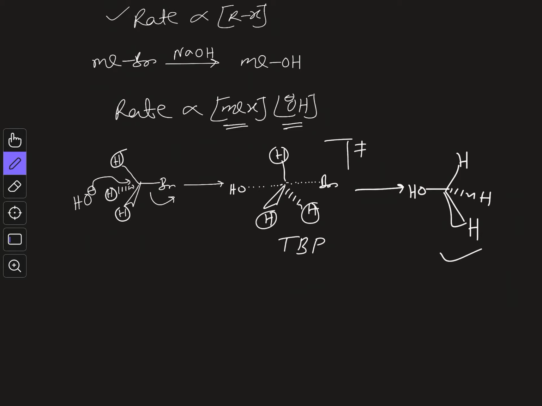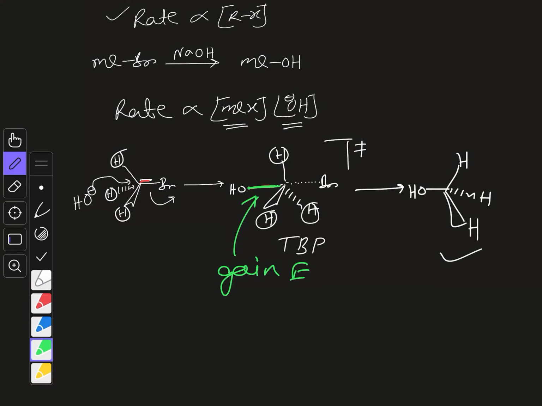So whatever energy is needed to break this C-Br bond is simultaneously compensated by the bond formation, this OH to carbon, this C-O bond formation. By this C-O bond formation we will gain energy, and the same energy is actually utilized to break this C-Br bond. So both are happening simultaneously.